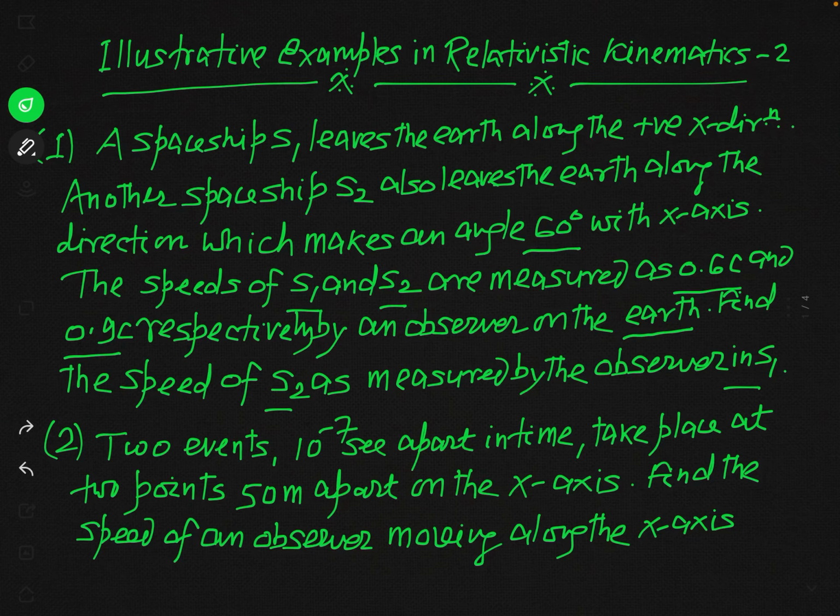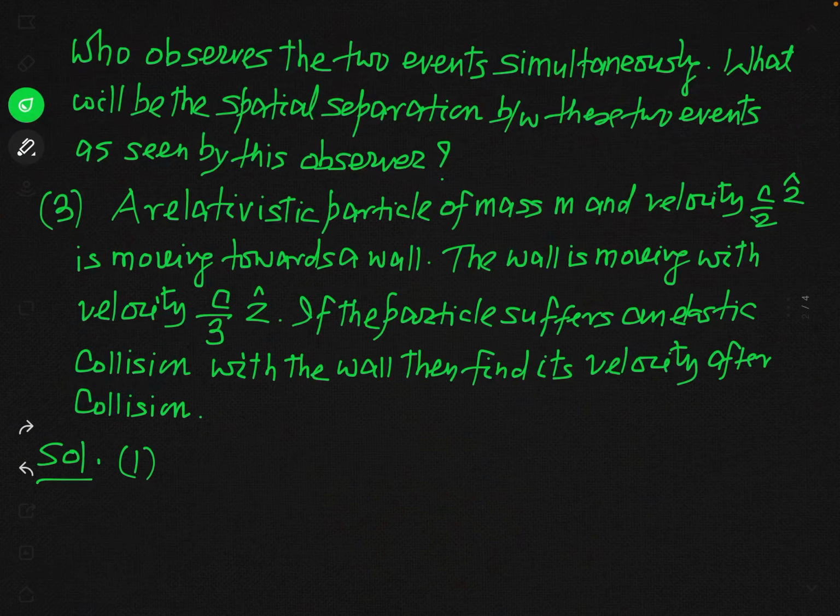Here is the second problem I have noted here, and the problem says that two events 10 to the power minus 7 second apart in time take place at 2 points which are 50 meter apart on the x-axis. Find the speed of an observer moving along the x-axis who observes the two events simultaneously. What will be the spatial separation between these two events as seen by this observer? This observer means the moving observer.